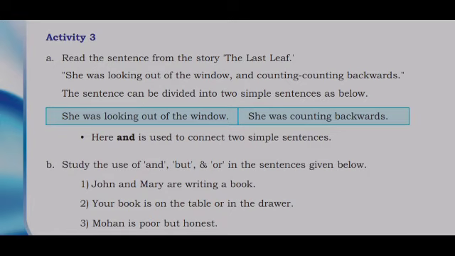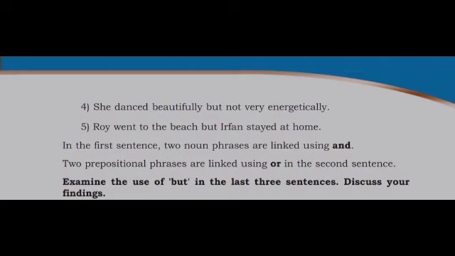Then look at the third sentence. Mohan is poor but honest. Here, but is used to connect the words poor, honest. Do you know which part of speech this is? Here, poor and honest describe Mohan. Mohan is a noun, a naming word. So, a word which qualifies or describes a noun is called an adjective. Here, but is used to combine two adjectives. Is it clear, children? Then the fourth sentence.